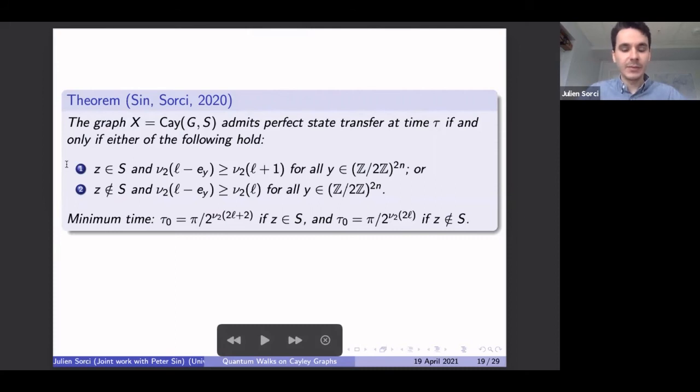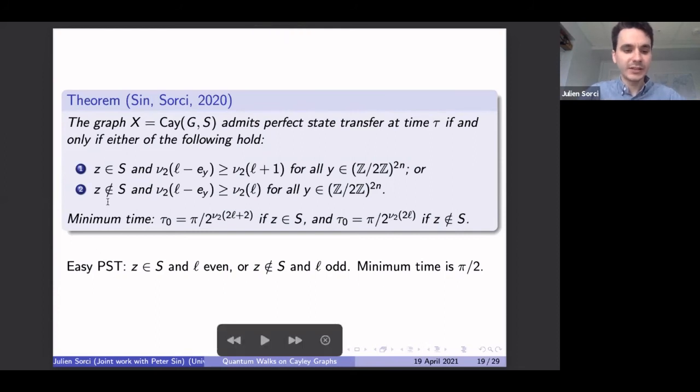Okay. And now looking at this, if we want to try to cook up some perfect state transfer from this theorem, there are two simple choices of a connecting set that you could make. The first one is, if we want to just satisfy the first condition, we could just take Z to be in our connecting set, and then we could take L to be even. Recall that that was the number of non-central conjugacy classes in our connecting set. And so if L is even, then this 2-adic valuation will just be 0 since L plus 1 will be odd. And so then this inequality will just be satisfied trivially.